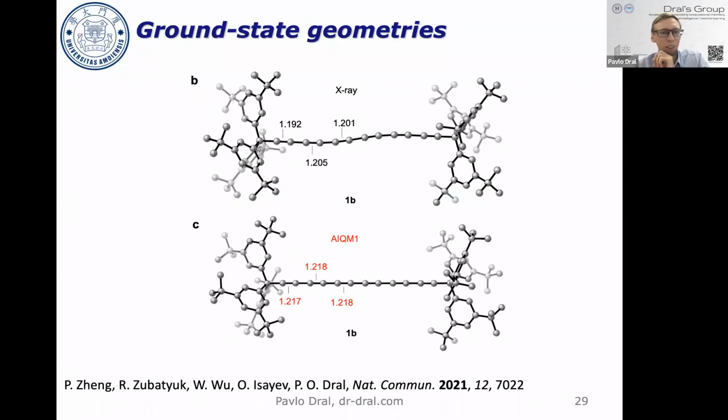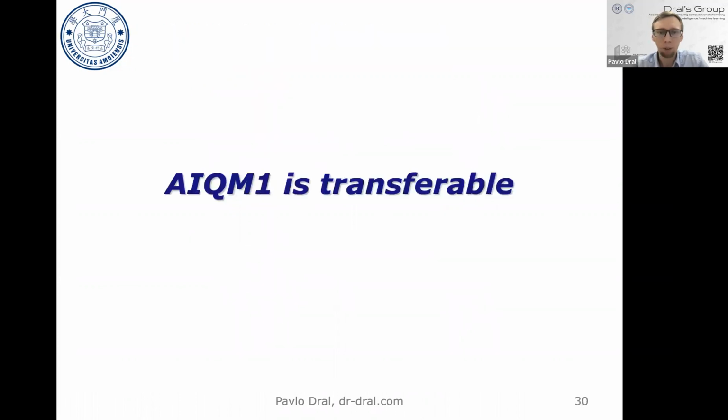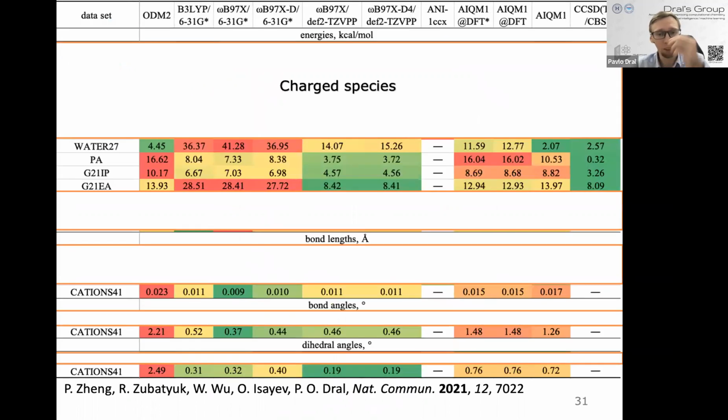More interesting is that it is competitive even with X-ray data, because in X-ray you also have some accuracy limits, right? And for triple bonds, for example, it is known that DFT underestimates bond lengths. The AIKM1 actually corrects it to longer values. So now I mentioned that it is transferable, so it means that we can do charged species. Accuracy is quite reasonable, comparable to DFT.